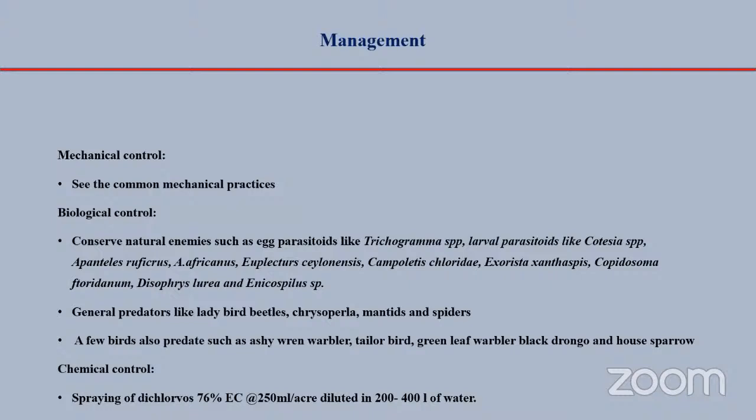Then predators like ladybird beetles, mantids, and spiders can also be conserved. Then some of the birds are also known to predate these insects, like ashy wren warbler, tailorbird, green leaf warbler, then black drongo, and also house sparrow. Then for chemical control, you can spray dichlorvos 76%.